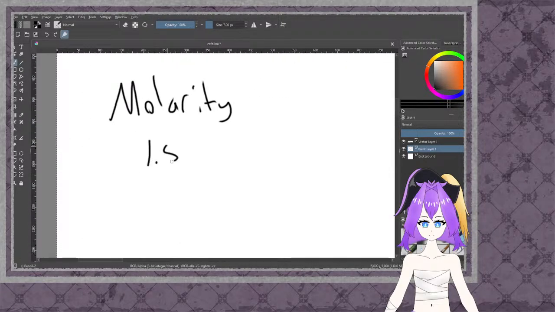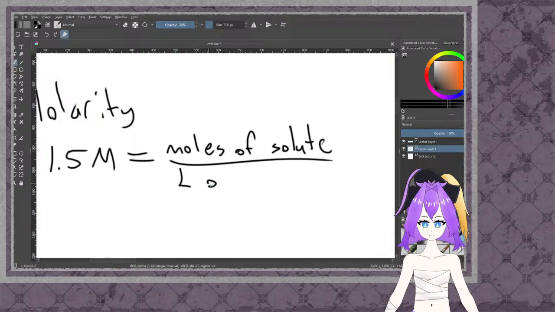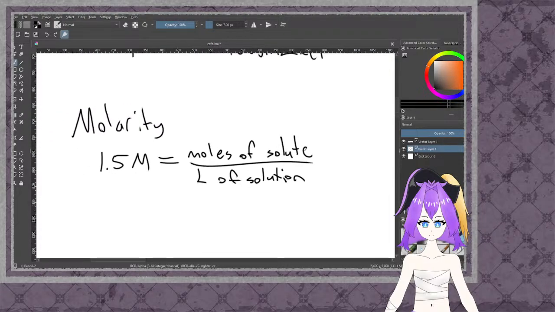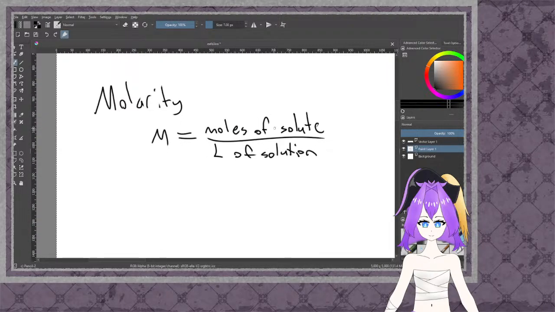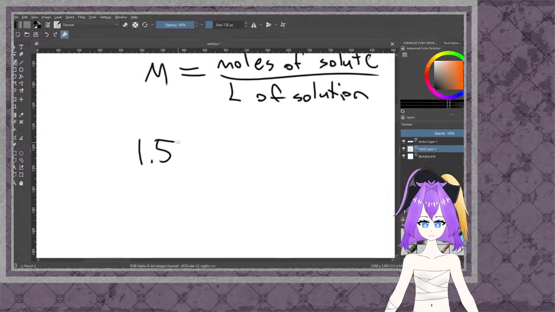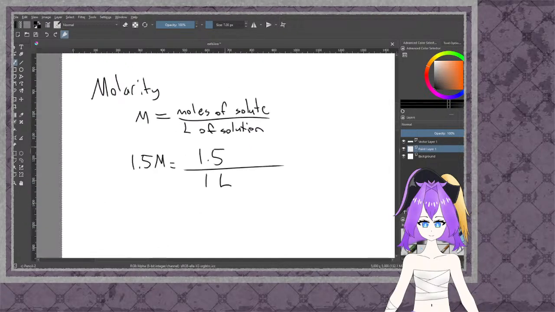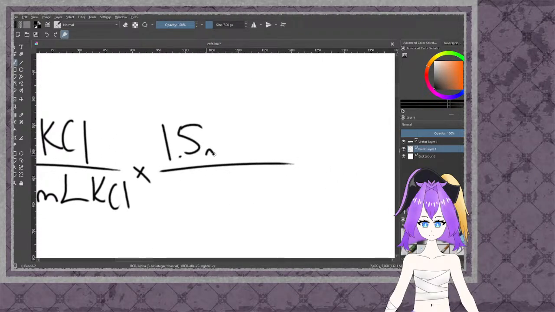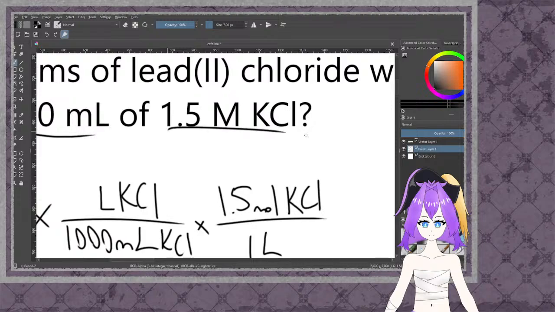Because its molarity is 1.5 molar, and molar is the moles of solute, the moles of the stuff in it, over how much solution there is. Hold on, let me get rid of that 1.5 just for posterity's sake. Posterity's sake, what a funny word. I sound smart, don't I? So molarity equals how much stuff you're putting in over the total solution. The stuff we're putting in is 1.5 molar, and it's always 1 liter of the solution. So our moles of solute is 1.5. In that case, we have 1.5 moles of potassium chloride over 1 liter, because we're using this as a conversion factor. It's very, very easy. It's like multiplying by the molarity.